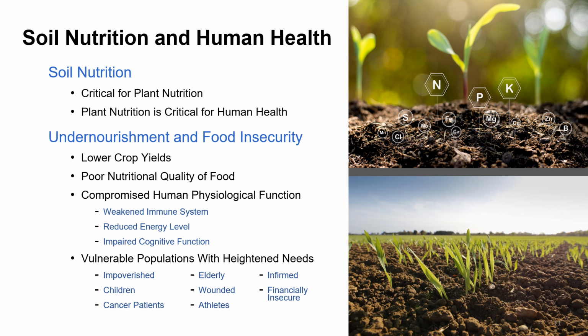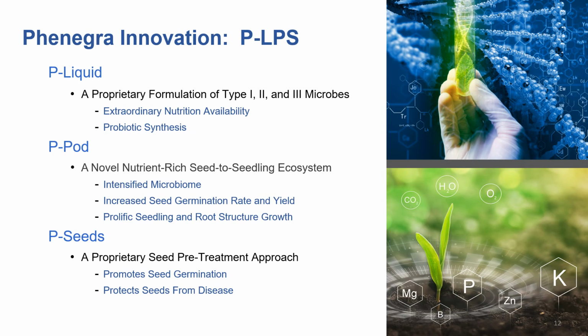Who's a vulnerable population with a heightened need for quality soil nutrition and ends up unable to address this? Well, it's the elderly, the sick, the infirm, the wounded. You have wounds, you need quality nutrients. If you're impoverished, if you're an athlete, those sets of populations also need that. And financially insecure, yes, you want to be able to get your nutrients. Otherwise, you're going backwards. So enter slide 12, Phenegra's innovation, which is the PLPS.